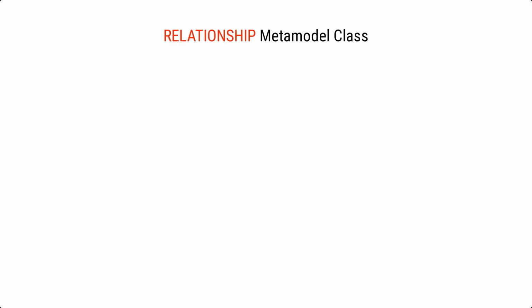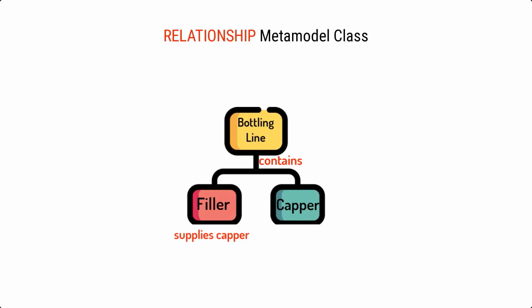Next, we have the relationship Metamodel class. A relationship class enables you to describe how physical entities are linked together. For example, our bottling line would be related to a filling machine in that the bottling line contains the filling machine.